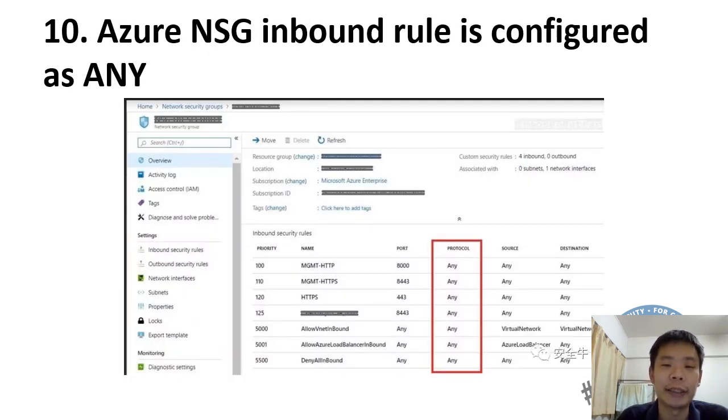Azure NSG inbound rules are configured as any. When defining firewall rules in NSG, network security group, a common misconfiguration is that the protocol, source or destination is configured as any. This approach may lead to the risk of traffic exceeding expected traffic. For attackers, these simple misconfigurations are often a breach of entry.